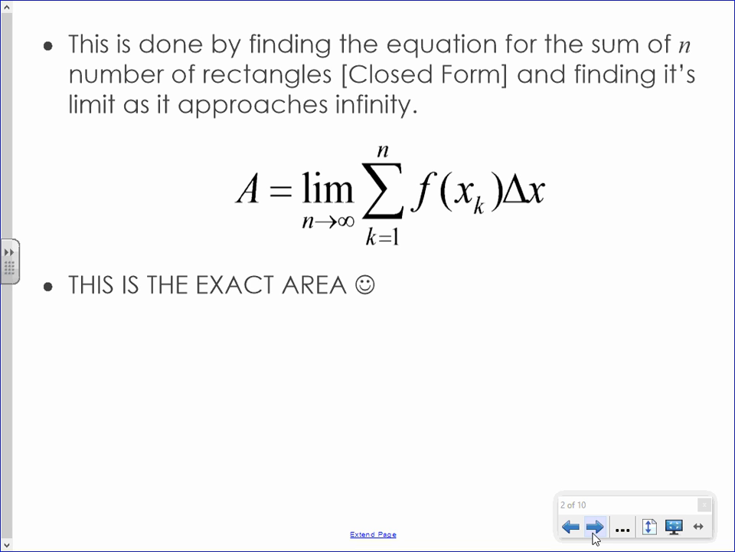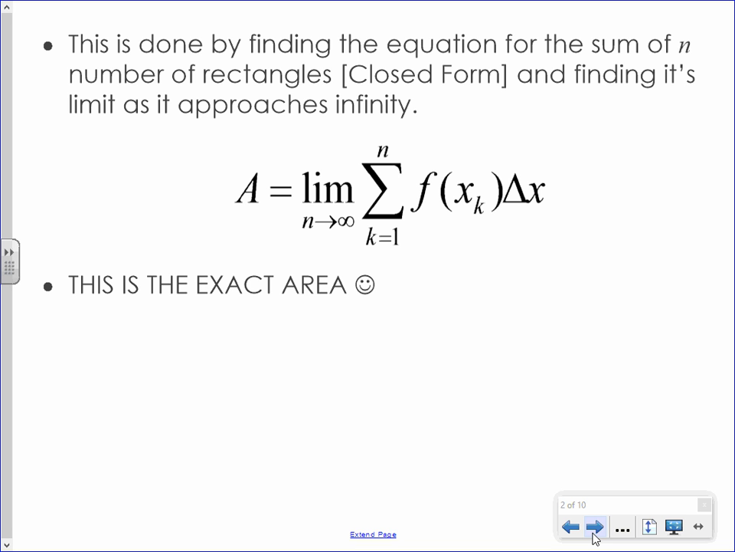Don't write anything down right this second. But let's talk about when we did the right and left hand sums. We figured out how wide they were, delta x, and then we multiplied it by all the different heights: f of x1, f of x2, f of x3, f of x4. So this, delta x times f of x sub k, represents the width of the rectangle times the height. We're going to add them up from k equals 1 to n, but we're taking the limit as n goes to infinity, which means we have infinitely small rectangles and we're adding them up, and there's infinitely many.